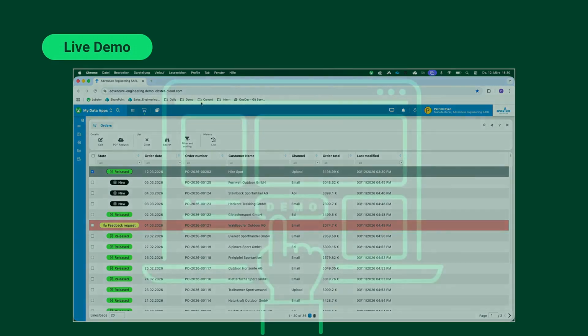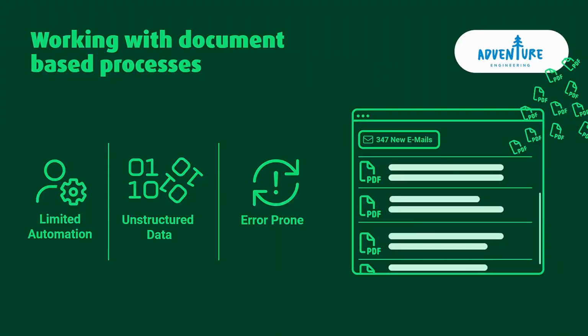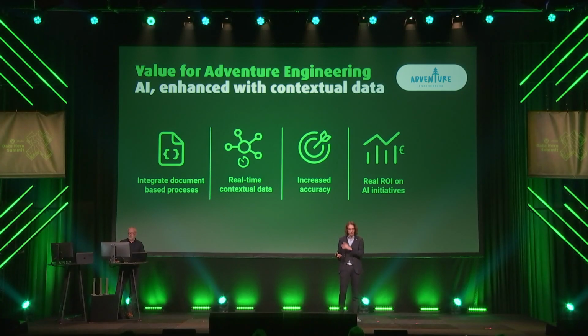Let's take a look at what we actually showed you. So we helped Adventure Engineering to turn a document-based process into an automation. So their customers have limited automation in place. They provide them with unstructured data, leading to an error-prone process. But through the use of AI and contextual data, we were able to change this into an automated and validated process. And the idea here is that the real-time contextual data is the key to unlock these benefits of AI.